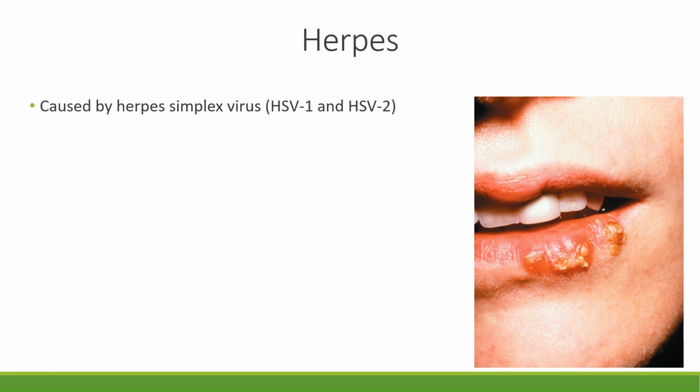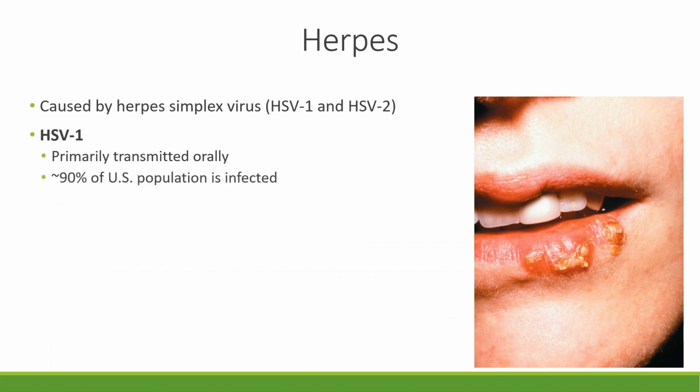Herpes is the next one to discuss here, and it's abbreviated. It stands for herpes simplex. HSV stands for herpes simplex virus, and there's two main types: HSV1 and HSV2. HSV1 is like we discussed with warts. They tend to have a specific area that they like to grow on. So HSV1, it's referred to as oral herpes. It's primarily transmitted orally, but it can occur around the genital region as well.